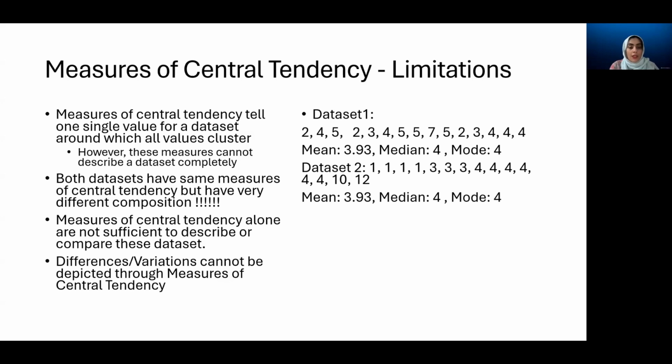So for this, we need to have the measures of variance, which actually record the difference of values or the composition of the data sets also. So in addition to the measures of central tendency, we're going to have a look at the measures of variance or measures of dispersion. These are the two terms used for those measures.